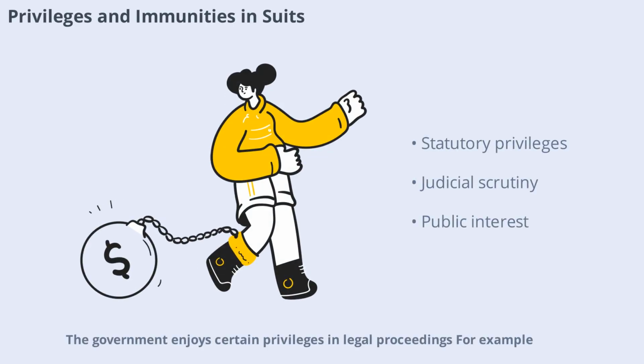Government enjoys certain privileges in legal proceedings. For example, in England, statutes do not bind the Crown unless explicitly stated. In India, statutes generally bind the state unless expressly exempted. These privileges are designed to protect public interest but are subject to judicial scrutiny to prevent misuse.